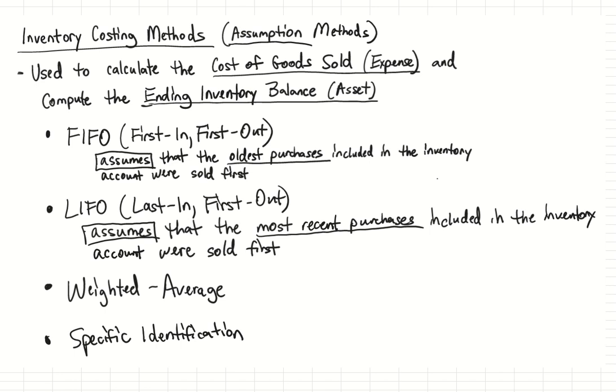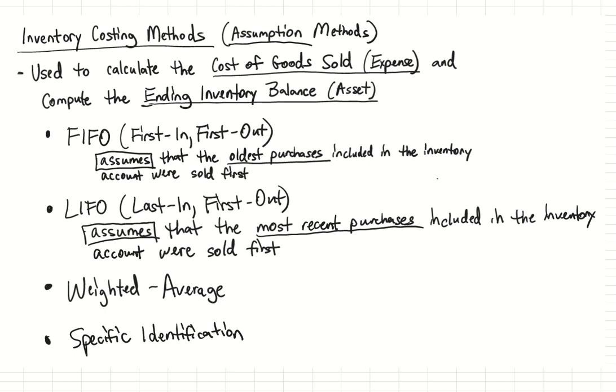So FIFO, this type of inventory method is used by a lot of companies. I would use it if I had a business because whatever I acquire first, my goal is to get that out first before I purchase new items. So that's one of the inventory costing methods. The next one here is the LIFO method.